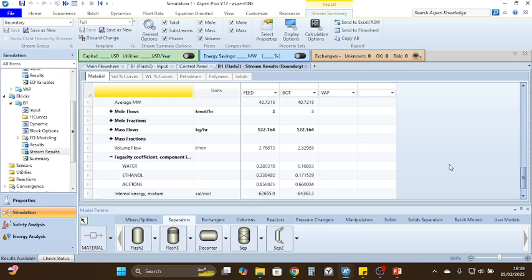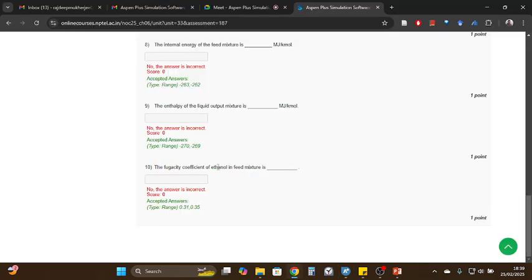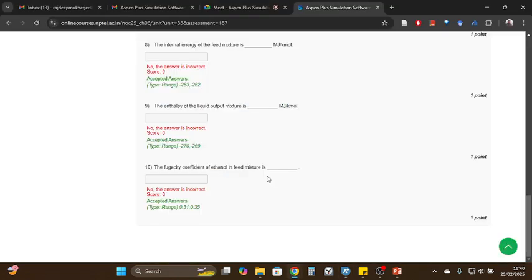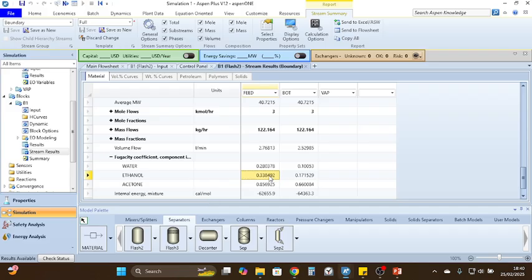This is the fugacity coefficient of ethanol. So the fugacity coefficient is 0.338. This is within the range that was given, 0.31 to 0.35. So this is the value that you are going to get for the fugacity coefficient of ethanol in the feed mixture.